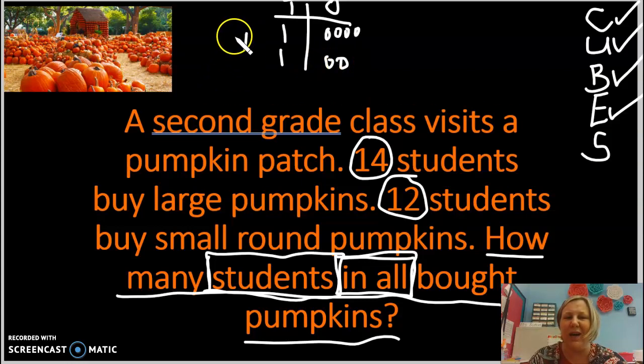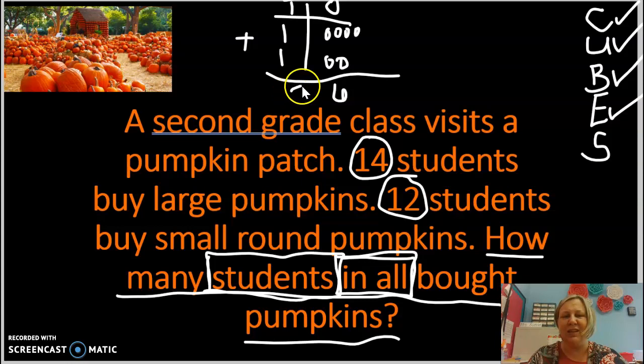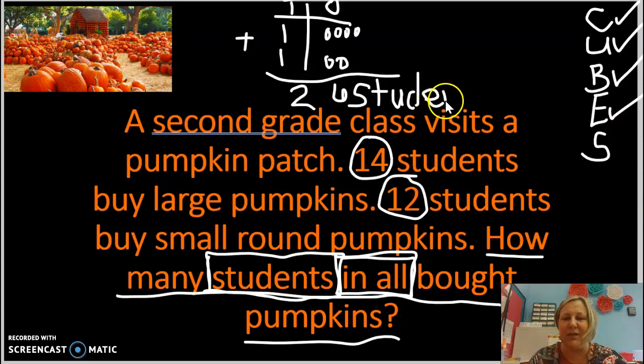And now I'm ready to add these together. So I have 1, 2, 3, 4, 5, 6 ones. And how many tens? 2 tens. So how many students were there? 26. Now I want to be a precise mathematician. So I'm not just going to write 26, but I'm going to write 26 students. Remember, precise mathematician. Students. Excellent job. Let's do another one before you do some by yourself.